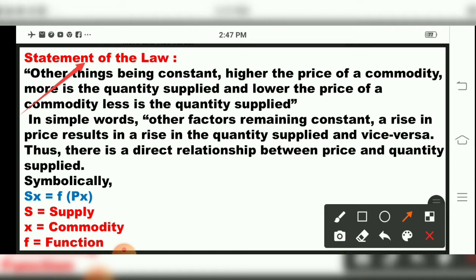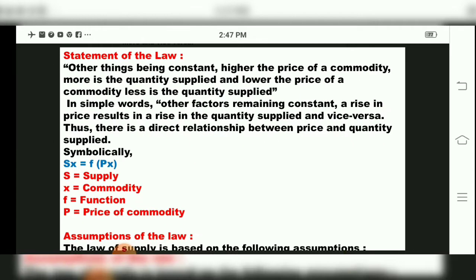So in simple words, other factors remaining constant, a rise in price will, children, result in a rise of the quantity supplied, and vice versa. So there is a direct relationship between price and quantity supplied, and symbolically the supply is represented as Sx = f(Px), where x stands for commodity, children, S stands for supply, and P stands for price. So we have started with law of supply.